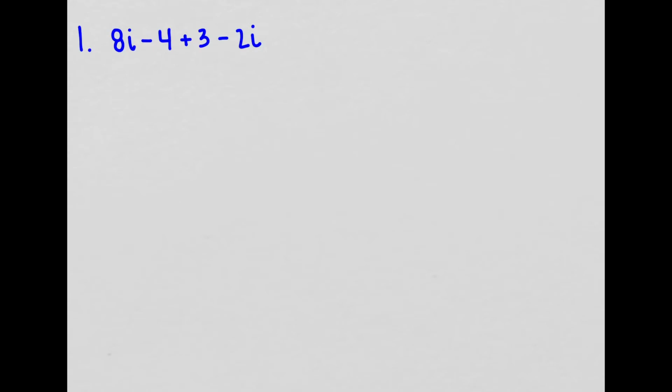So I want to look and kind of treat these like variables in the beginning. I need to see whatever I can combine with this 8i. In order to combine it with it, it also has to have an i. So that means I can't use the minus 4 or the plus 3, but I can do the minus 2i. So 8i minus 2i leaves me with 6i. Now I look at the minus 4, and the only thing I can combine with it is the plus 3. So minus 4 plus 3 leaves me with a minus 1. Now I can't combine those any further, so this would be your answer.